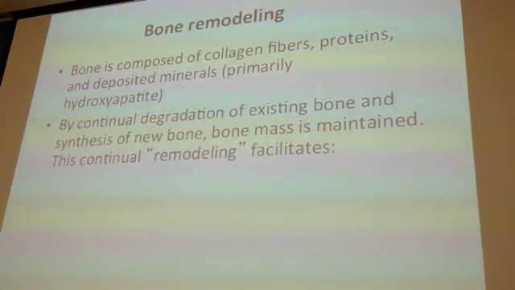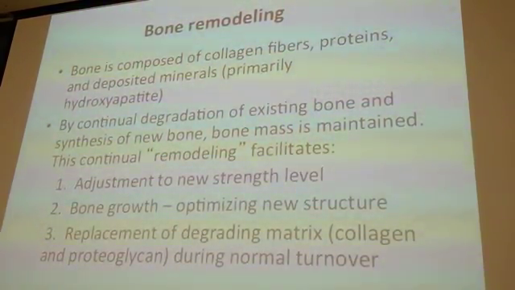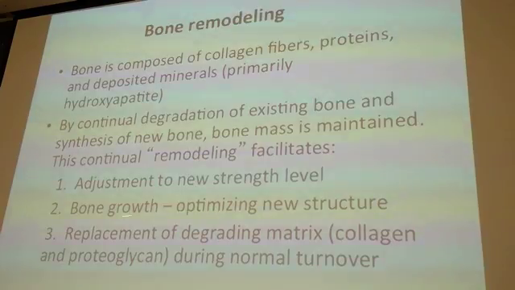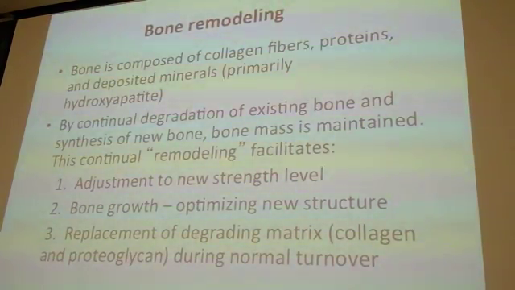And this continual remodeling is important, so it can adjust the strength of our bone. It's of course important during growth, when we're actively growing, during adolescence or other stages where we're growing bone. It's also important in the replacement of degrading matrix, or collagen and proteoglycans, that occurs during normal turnover. You can also imagine that during damage, if you break a bone, there's going to be extensive remodeling and deposition of new hydroxyapatite to repair that bone.